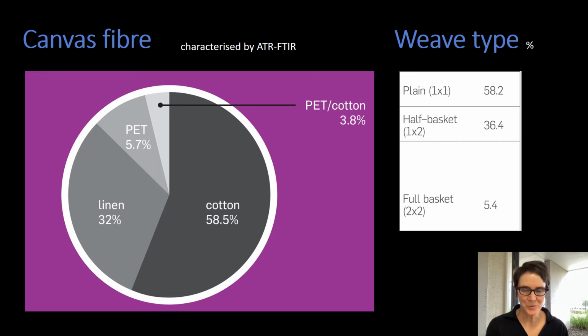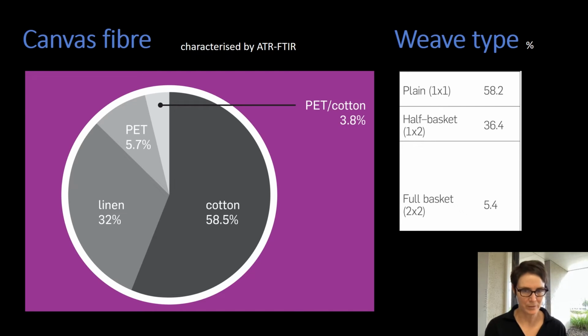And now on to results of canvas sample analysis. Fibre analysis showed good correlation with the information provided by manufacturers, with cotton the most prevalent fibre at almost 60% of samples, followed by linen, polyethylene terephthalate, and PET cotton blends. 3 weave patterns were identified in the canvas fabrics.